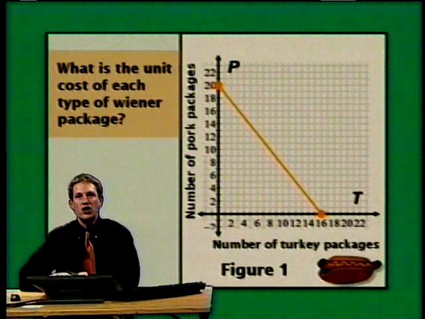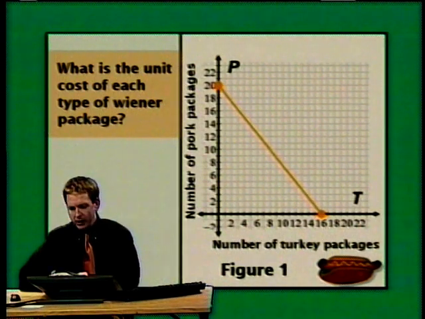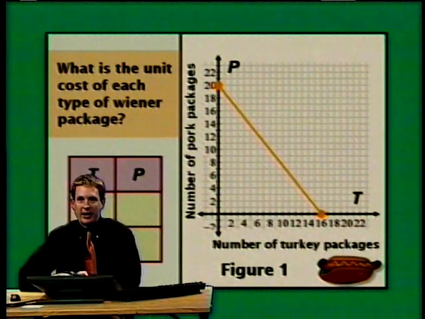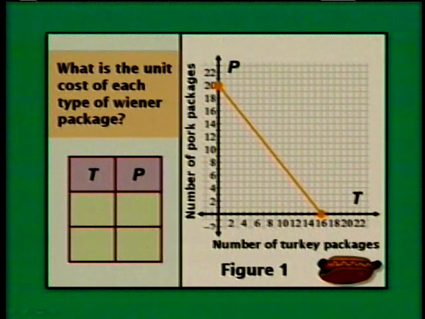Like, what is the unit cost of each type of wiener package? Well, I'm looking at this graph, and I see that we have integer coordinates for both of our intercepts. So I think we can use our intercepts to figure out the unit costs. I pre-printed a little table here to give me some room to sketch out what the intercepts are. When t is 0, it looks to me like the value of p is 20. And when p is 0, it looks to me like the value of t is 16.